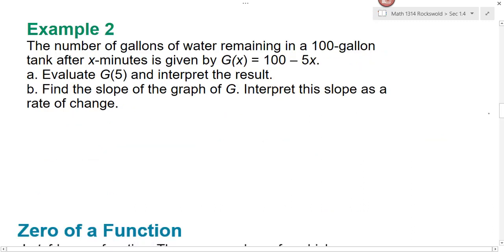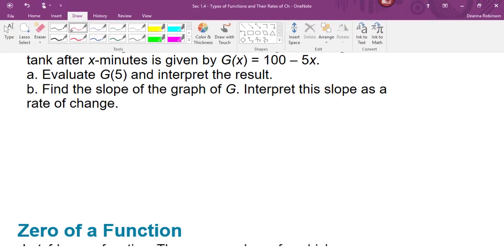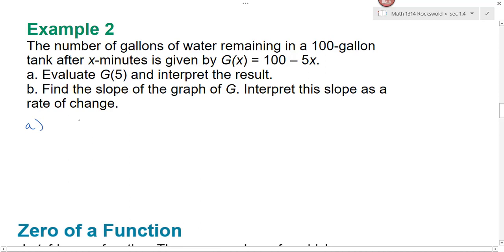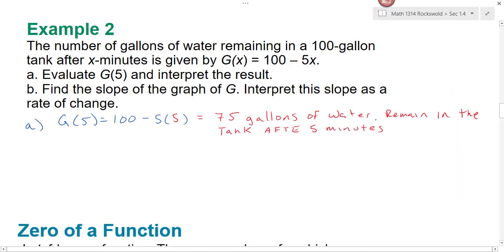Example 2. The number of gallons of water remaining in a 100-gallon tank after x minutes is given by this function right here. Evaluate g of 5 and interpret the results. If g of x is equal to 100 minus 5x, g of 5 will be equal to 100 minus 5 times 5. And 100 minus 5 times 5 is 75 gallons of water. So after 5 minutes, 75 gallons of water still remains in the tank. You've got a leak in your tank.